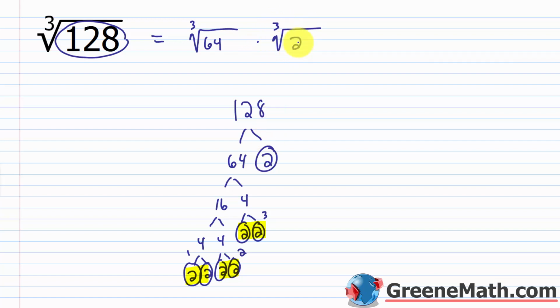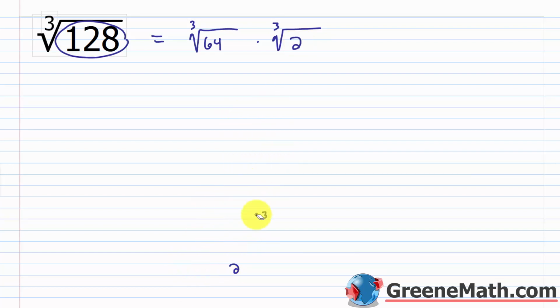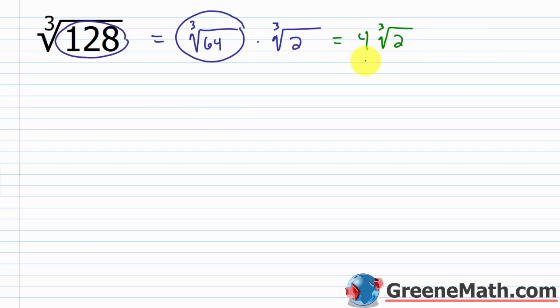Just because it's a cube root doesn't mean the process is any harder or more difficult. It's the same thing. Instead of looking for a perfect square like you would with a square root, you're looking for a perfect cube because you have a cube root, okay? So all we're going to do is just replace this guy right here with a 4. Cube root of 64 is 4, then times the cube root of 2, okay? So again, 4 times the cube root of 2 is the simplified version of the cube root of 128.